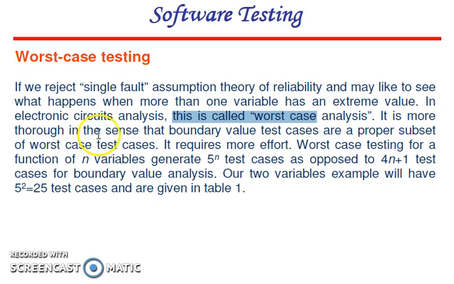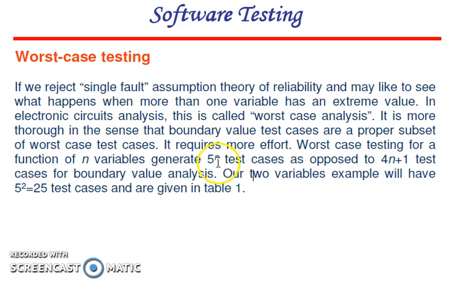It is more thorough in the sense that boundary value test cases are a proper subset of worst case test cases. Obviously, we have test cases for the variables for all boundaries. That's why it is called worst case testing. It requires more effort. Worst case testing for a function of n variables will generate 5 raised to power n test cases, as compared to boundary value analysis, where we have 4n plus 1 test cases, while in robustness testing we had 6n plus 1 test cases.